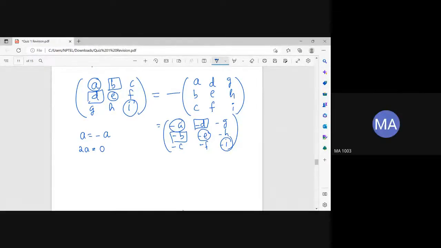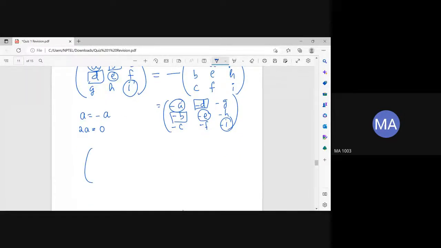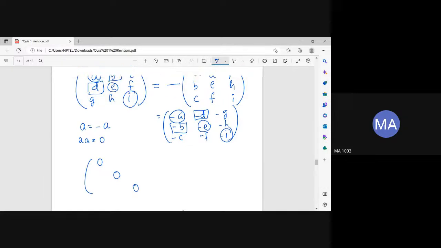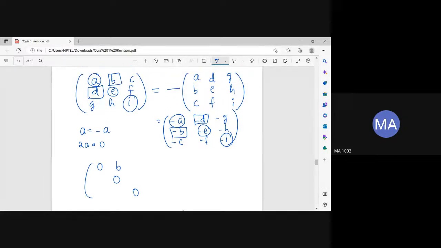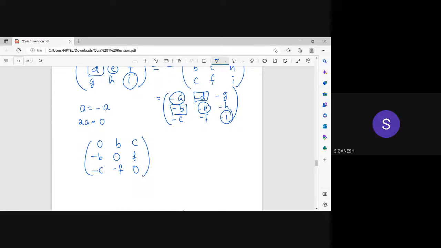Now I have A, B, C, D, E, F, G, H, I. So A has become 0, E has become 0, I has become 0. I know B has to be equal to minus D, so I can replace D with minus B, right? Similarly, if I have a C here, I should have a minus C here. And then F here, minus F. So how much information is needed now? Three: 1, 2, 3. Once you know this portion, you know the entire matrix.